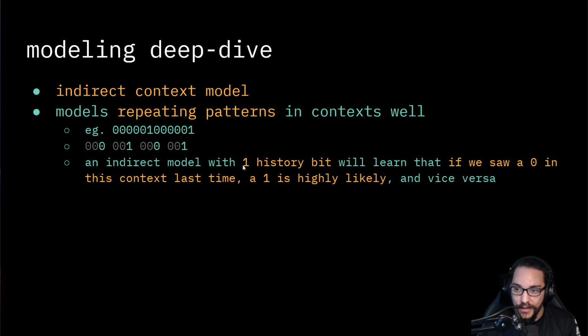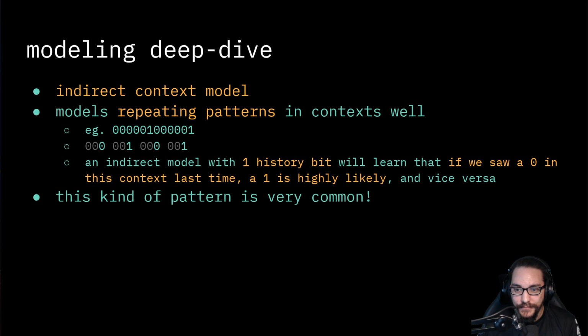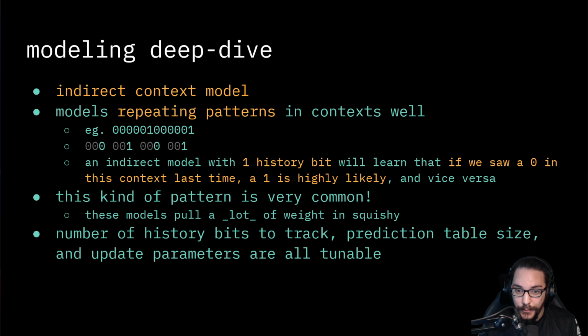So an indirect model with a 1 history bit will learn that if we saw a 0 in this context last time, 1 is highly likely and vice versa. And this kind of pattern, as you might imagine, is really common in actual data. So these models pull a lot of weight in Squishy. They're very important.